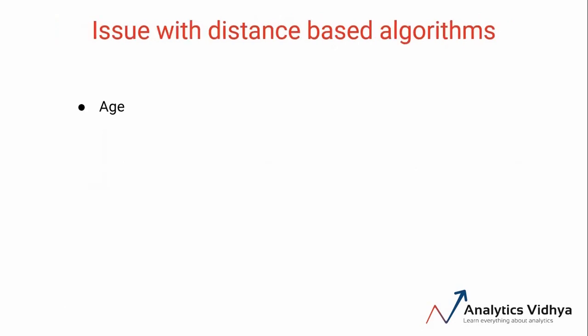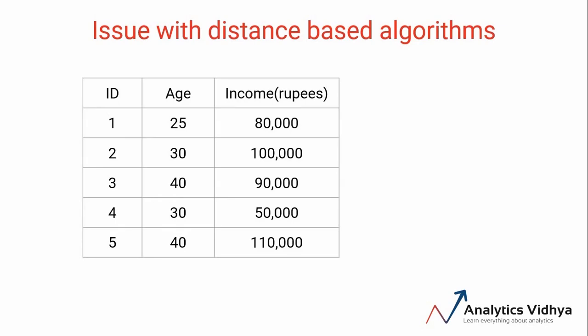Now, since k-means is a distance-based algorithm, the scale of the points can affect the performance of the algorithm. Consider your data has an age variable, which tells us about the age of a person in years, and an income variable, which tells the monthly income of the person in Indian rupees. Let's say this is a sample of the data. If we look at the age variable, it ranges from 25 to 40, whereas the income variable ranges from 50,000 right up to 1,10,000. Let's try to find the Euclidean distance between the first 2 points.